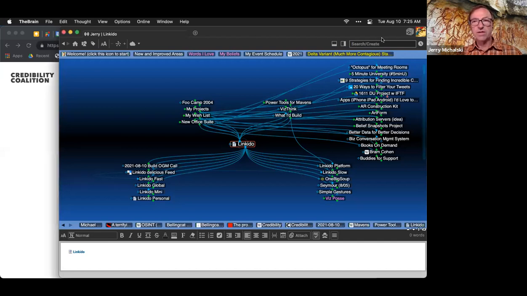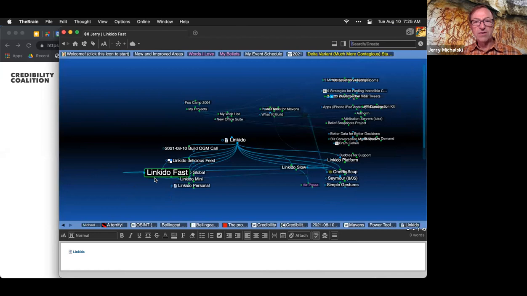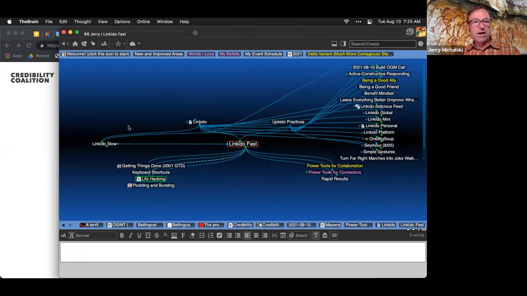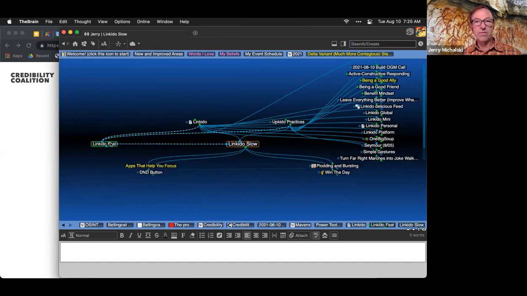Let me share screen for a second just to show Linkedo and explain Linkedo really quickly because I think it fits here really well. So apparently at Food Camp 2004, I had this idea called Linkedo, and I had these sort of complementary things about Linkedo fast and slow. And the idea was these days we have a lot of information coming toward us really fast. How do we deal with it?